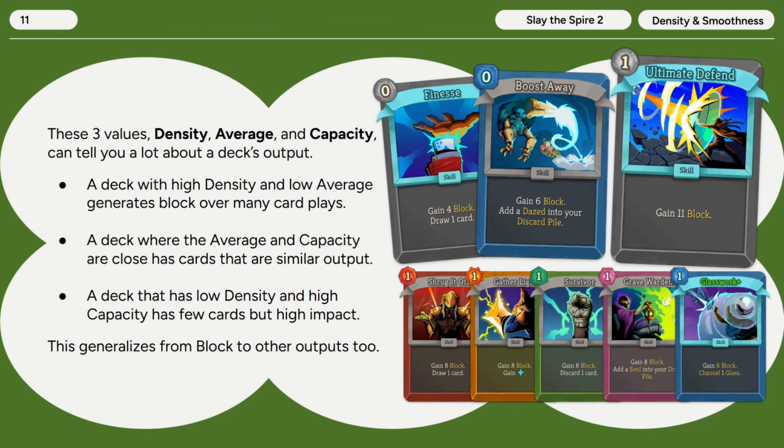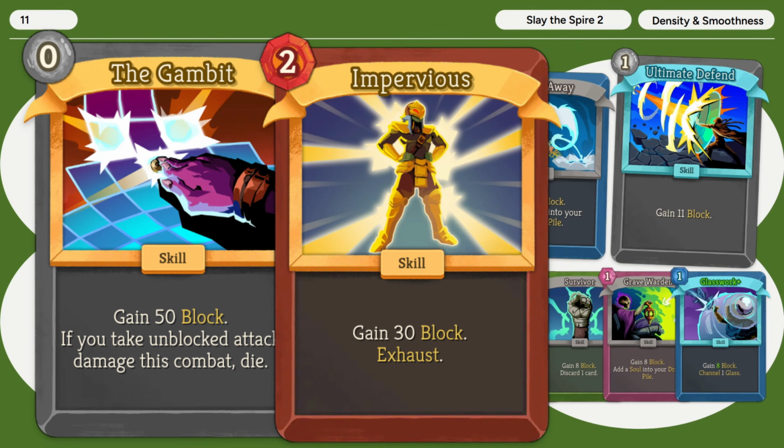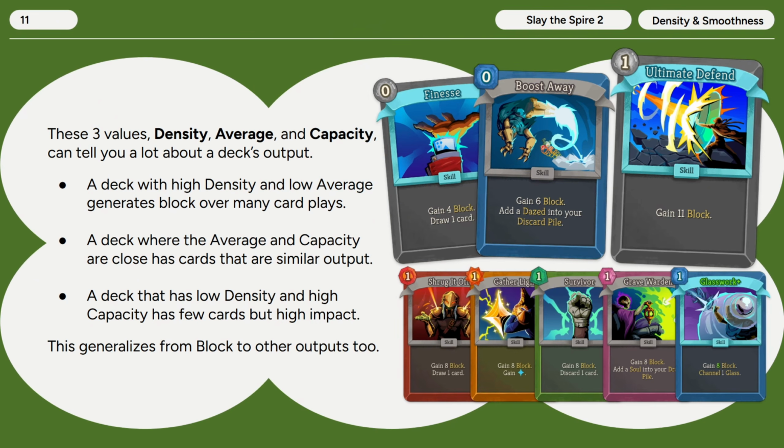A deck that has low density and high capacity has a few block cards, but of high impact. And so if you were in a deck that had a lot of attacks and was very aggressive, and then you had, for example, the Gambit, or you had like an Impervious, that would be a deck that had low density, have very few block cards, very few block effects, but the block effects that you do have can generate a lot of block. So your capacity is still quite high, even though your density is quite low.